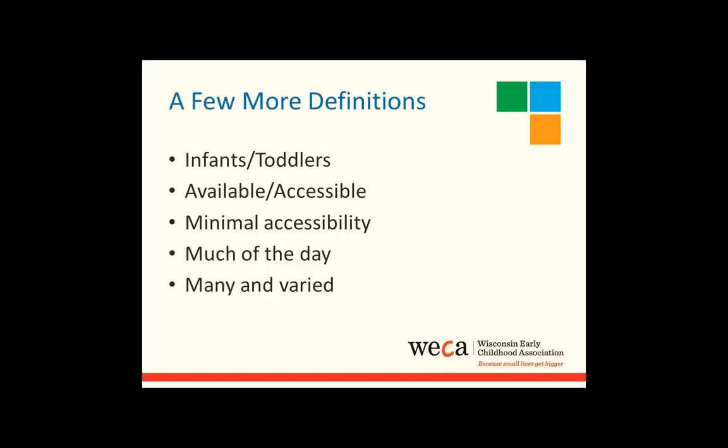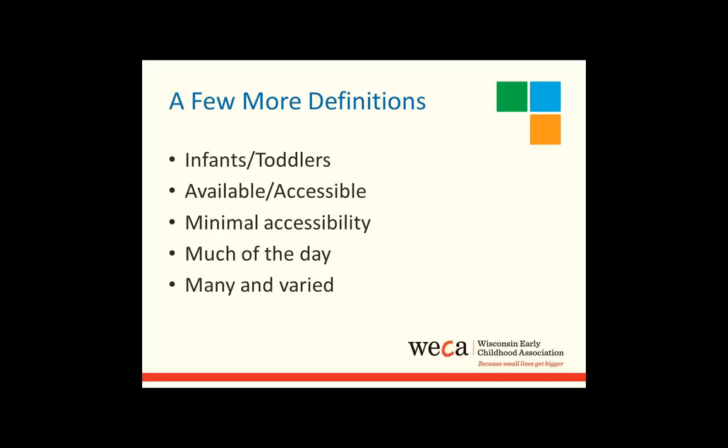Next is available and accessible. You may have materials or space in your program, and then we would define that as available. It is also accessible if children can reach it and use it, access it. So that's one big difference. Sometimes after I've completed an observation, somebody will ask me, well, you said we didn't have this. And I'll say, well, no, it was available in the classroom, but if none of the children could reach it, it wasn't accessible. And throughout the rating scale, what we're scoring is children's ability to access and use materials. So that's an important distinction.